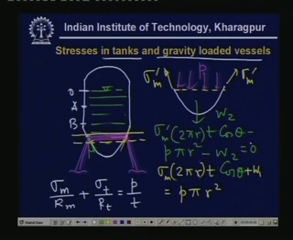Once we take these two into account, we see that sigma m prime minus sigma m times 2 pi r t cosine theta will be equal to W1 plus W2, that is the net weight of this liquid. That is very expected: the stress here will be more than the stress over here, that is sigma m will be more than sigma m prime, and this difference is due to the weight, and this is the stress taken by the foundation or this particular ring. So these are the stresses in tanks and gravity loaded vessels.